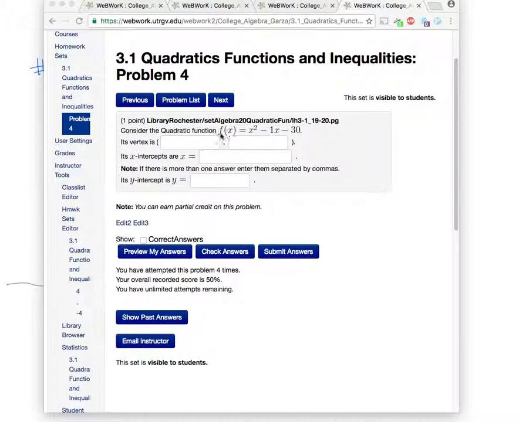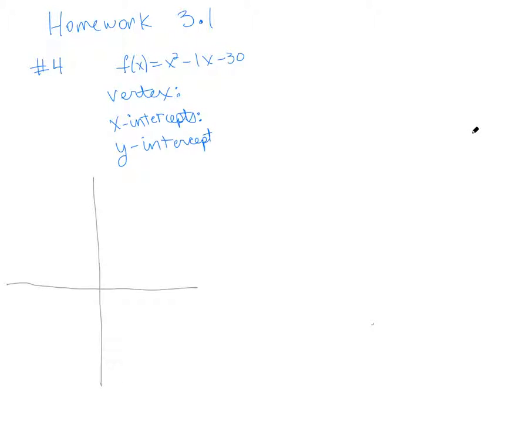So again, we have a quadratic function. We want to find the vertex, the x-intercept, and the y-intercept. So how do we do this? Well, first, we're going to recognize that the graph of f is the set of xy coordinates that satisfy this equation.